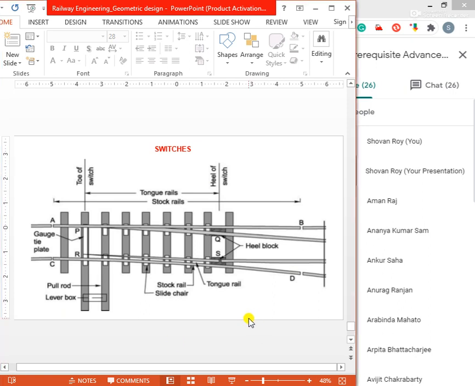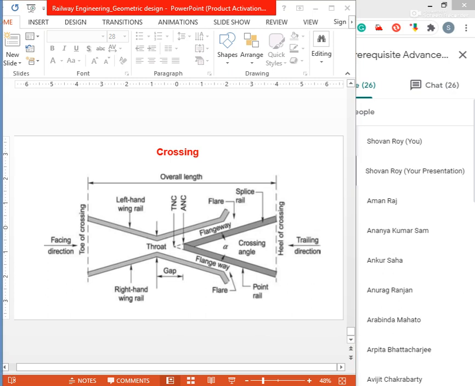Next is types of switch. I think types of switch is not important for you. Lots of types are there. So types of switch is not important. Then the important thing is crossing. Okay, crossing.